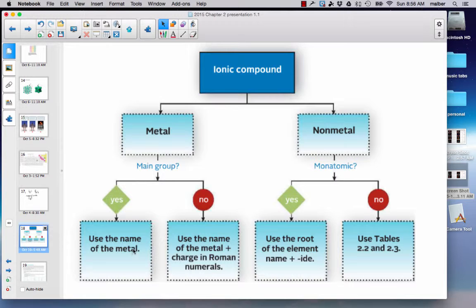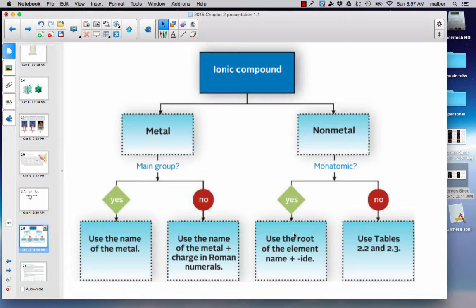So for a metal, the simplest situation is that you only have one charge. In that case, you just use the name of the metal, like sodium or barium. The other case is that the element has more than one possible charge. In that case, you have to put the charge that it actually has with Roman numerals. And I can see now that there's something else I need to explain, which is about main groups. I will go back in a second and explain this to you.